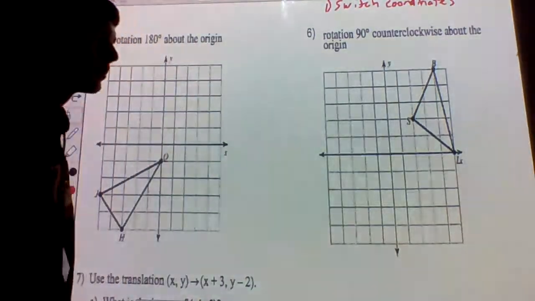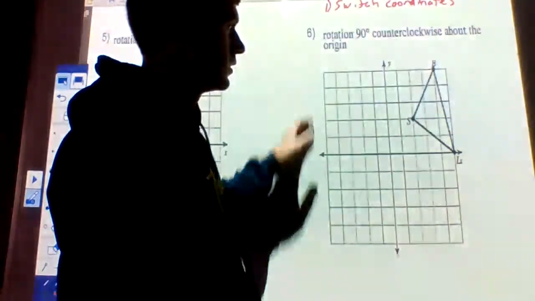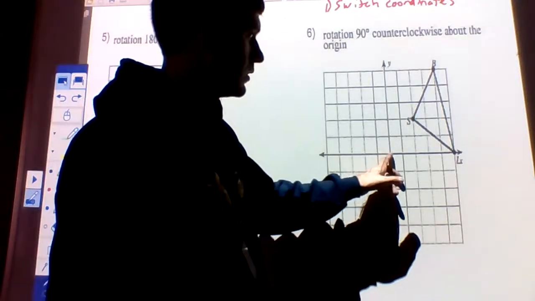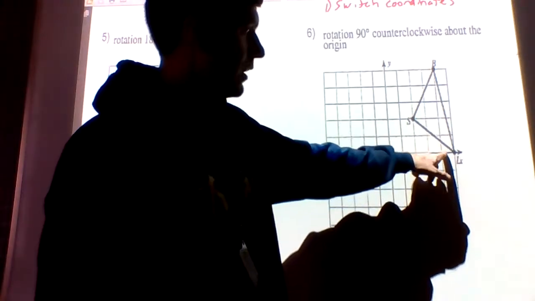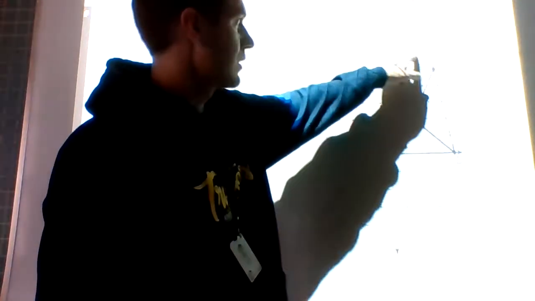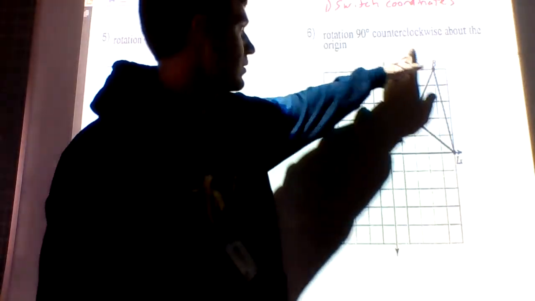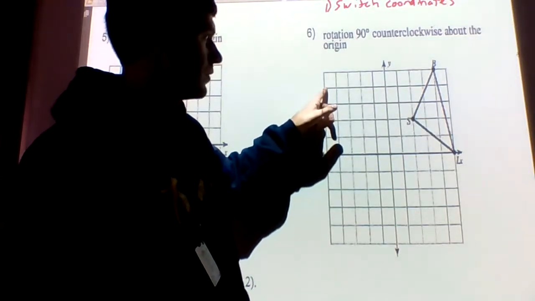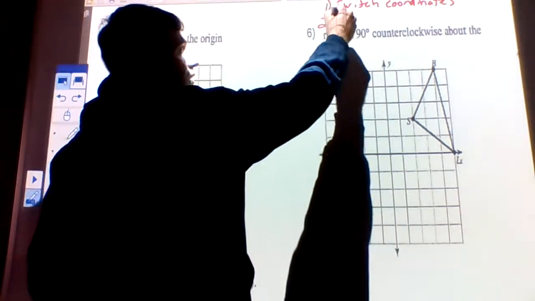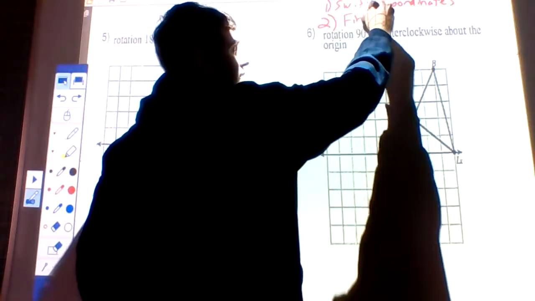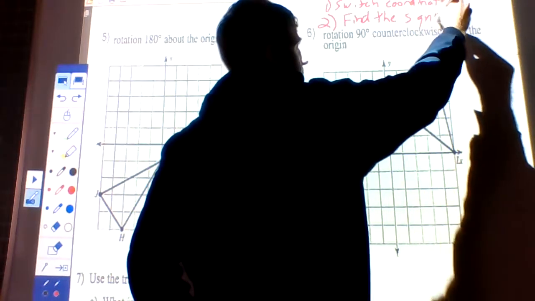Remember, the reason we're switching coordinates is because you have to imagine this is going around a circle. So for example, this one is (4, 5). It's not going to (-4, 5) because that's not 90 degrees. It's going to be at (-5, 4). So step one is switch the coordinates. And step two is find the signs, and we find the signs by looking for which quadrant we go into.